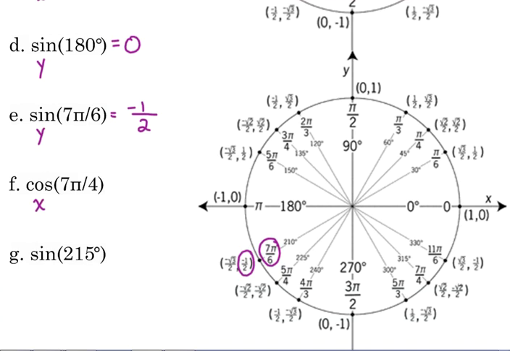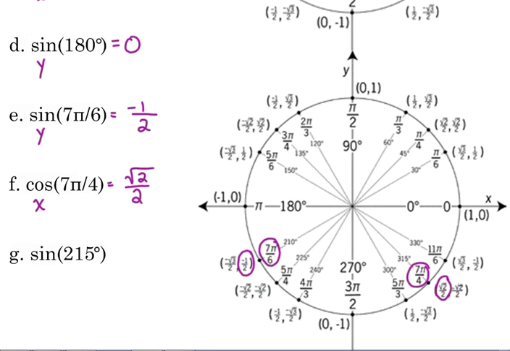Cosine of 7 pi over 4. Cosine is the x. I encourage you, write that x and y every time, just to continue to ingrain in your memory that sine is y, cosine is x. 7 pi over 4 is in the fourth quadrant. We need the x coordinate, so it is positive square root 2 over 2.